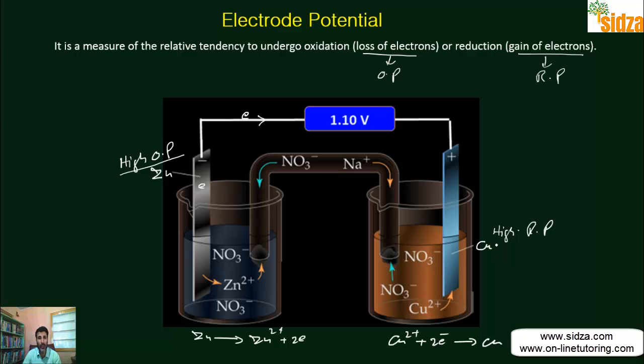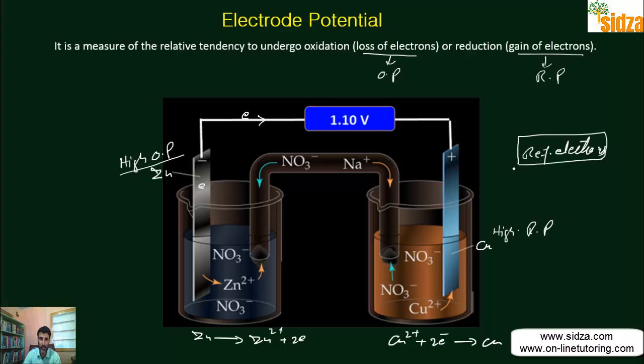Now the question is, how do we measure it? How can we measure which has a high oxidation potential and which has a high reduction potential? So basically, to have some quantitative value for the electrode potential of a particular electrode, we actually have to take a reference electrode, right? So we take a reference electrode and we connect the different electrodes with that reference electrode, and from that reference electrode we can now compare the electrode potentials.